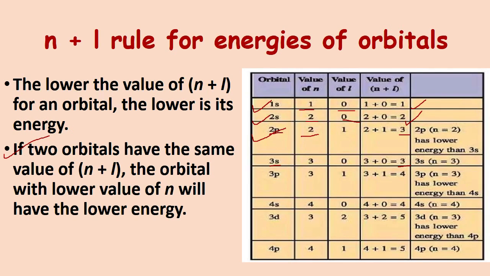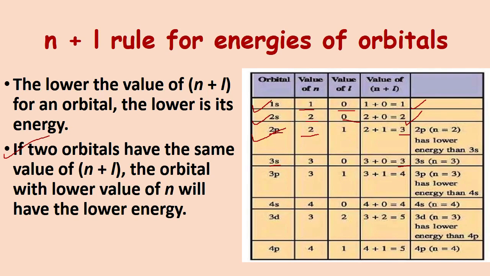For example, for 1s the value of n is 1, the value of l is 0, so n plus l is 1. For the 2s orbital, the value of n is 2, the value of l is 0, and the value of n plus l is 2. This indicates that 2s has a greater value of n plus l, that's why its energy is greater than the 1s orbital. But if we compare 2p and 3s orbitals, for these two orbitals the value of n plus l is the same. In this case, the second statement will help us.